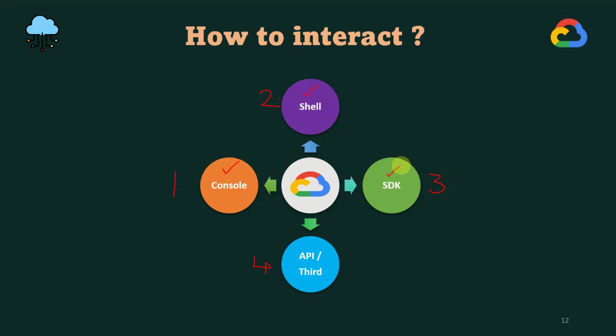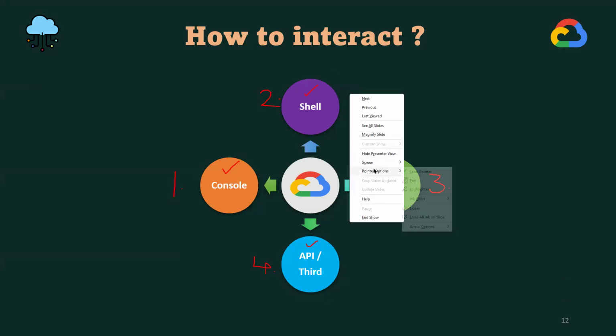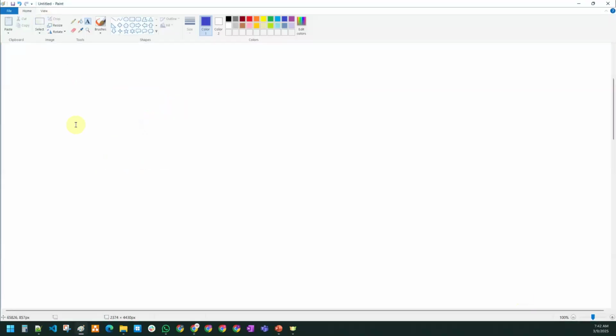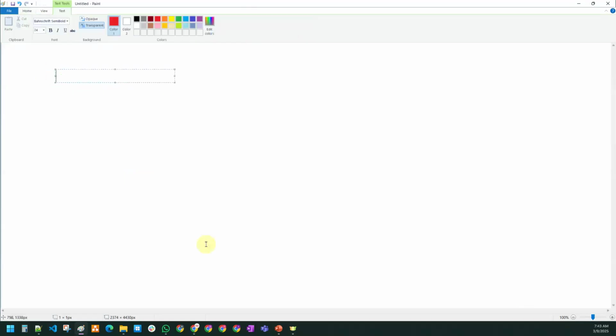Let us try to understand each and everything in very detail. How do we interact with these things, and what are the measures that we have to take if one wanted to interact with these services? Let us try to understand one by one. For doing that, let me go to my paint. So the very first method is, tell me guys, what is the very first method?